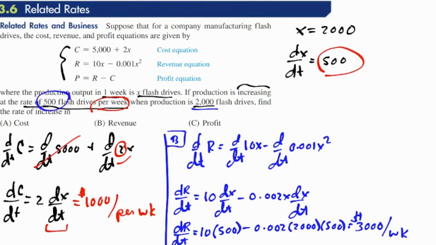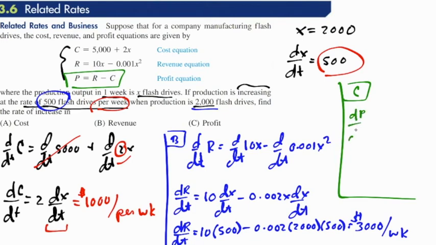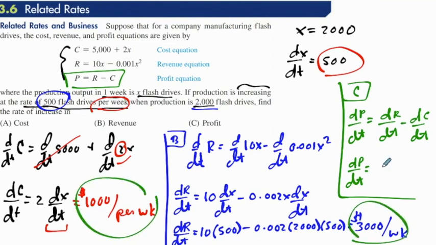but increasing at a rate of 500. And then finally, part C is asking for the rate of change in profit, which is just going to say that dP/dt is equal to dR/dt minus dC/dt, and we found each of those values. So the profit is going to be 3,000 minus 1,000, so profit is increasing by $2,000 per week when production levels are at 2,000 flash drives and increasing at a rate of 500 flash drives per week.